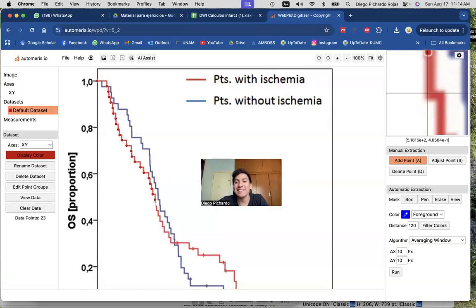Yep. This is it. This is why you woke up early on a Sunday, because we're marking points. We're marking points. We're having so much fun. So much fun.